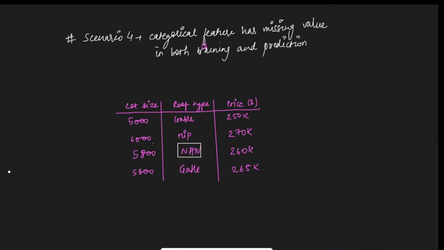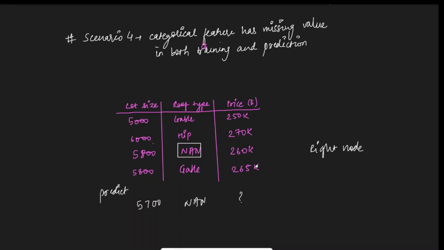Fourth scenario is when the categorical feature has missing values both at the time of training and prediction. So suppose we had to predict. This works similar to scenario 2, where the missing category was only found at the time of prediction. So here this missing category would always end up in the right node.